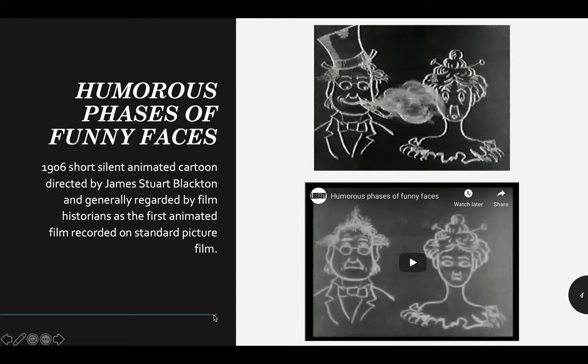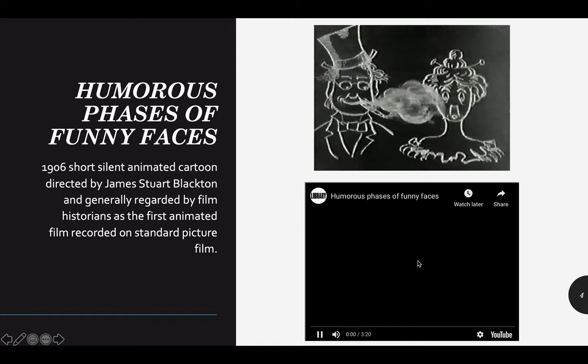So, some of these are okay. They're not the greatest, but like Humorous Phases of Funny Faces. It's done by James Stuart Blackton. And the thing is that it's really kind of the first one. It's done with chalk and kind of the first one done on film. It's not very long, about 3 minutes. From the Library of Congress in Washington, D.C.